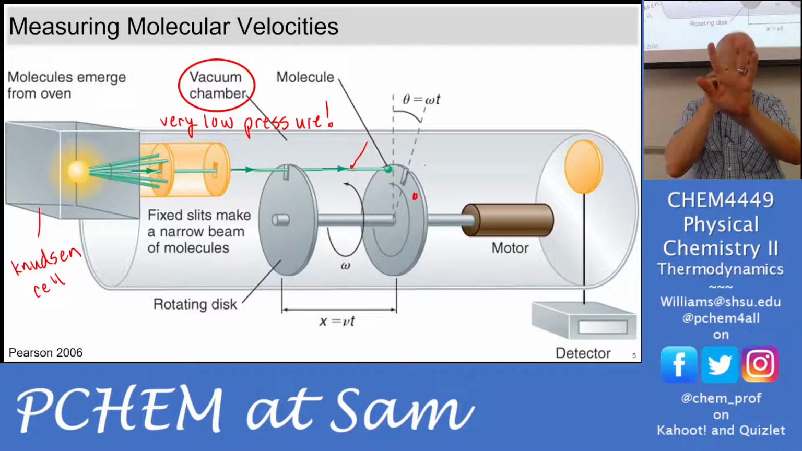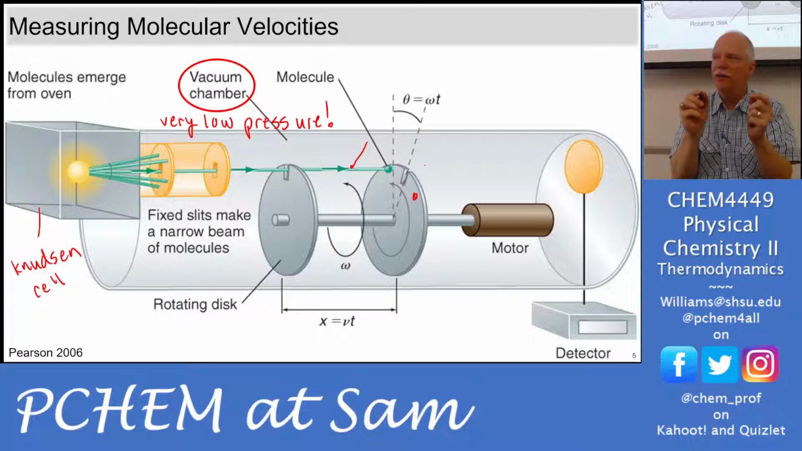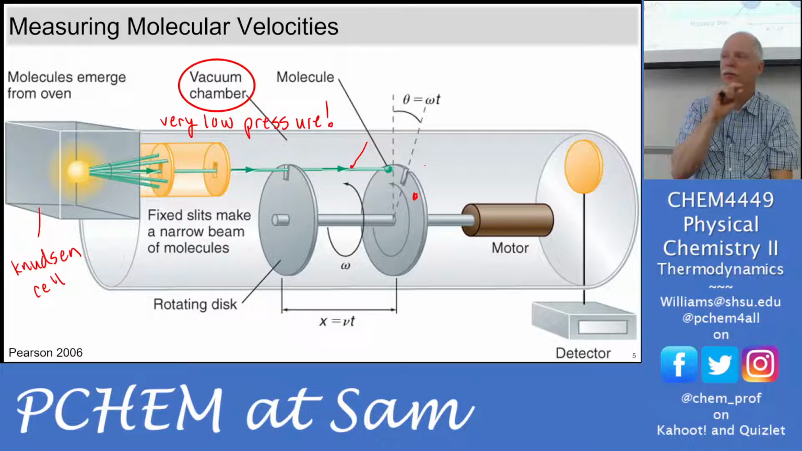So only certain speeds will make it through the slit. And so we dial in a particular speed and we're detecting the particular molecules that are at that speed. Then we just speed up the motor a little bit and we get faster molecules through. And we slow the motor down, we get slower molecules through.